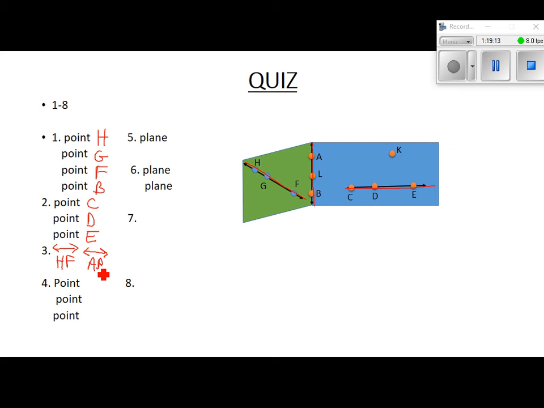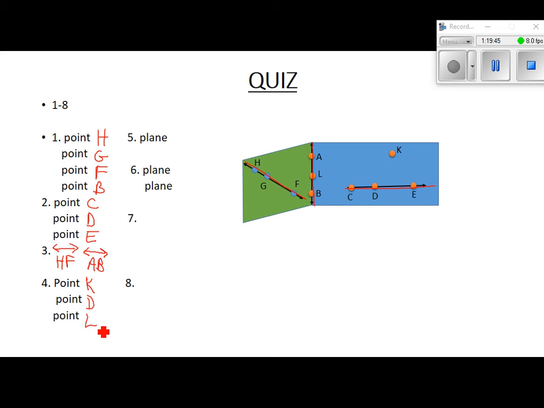Number 4, name 3 coplanar points. Coplanar means points on the same plane. On the same plane. Well, all they wanted was any 3 on the same plane. You could have picked any 3 on this green plane, any 3 on the blue plane. I'm going to pick the blue plane over there and say point K, it's on the blue plane. Point D is on the blue plane. And point L, even though it's on the green plane also, it's also on the blue plane. Number 5.